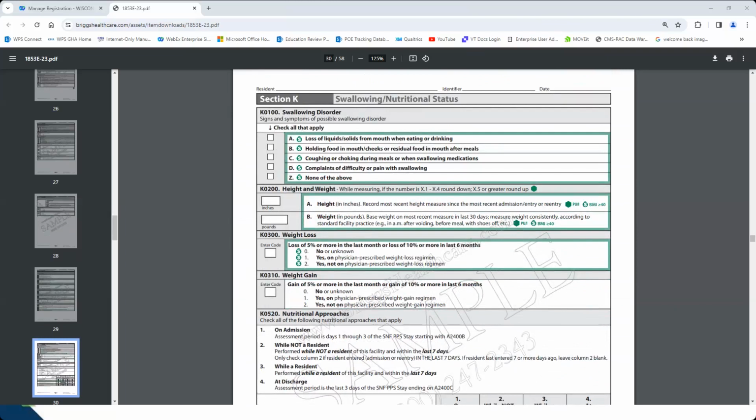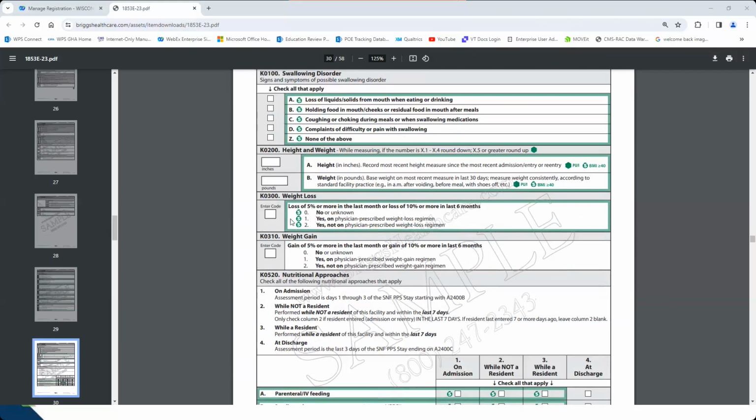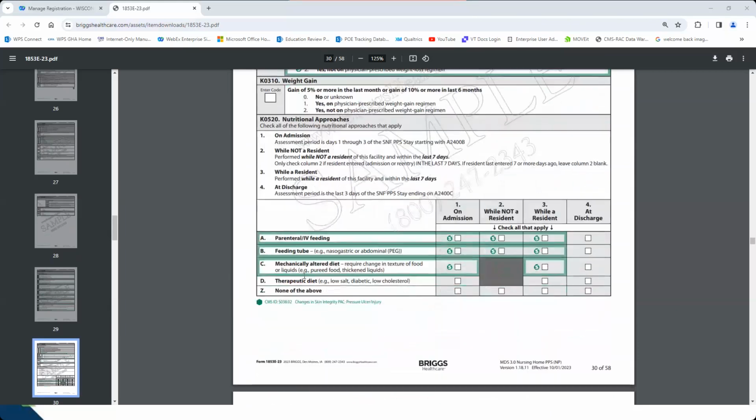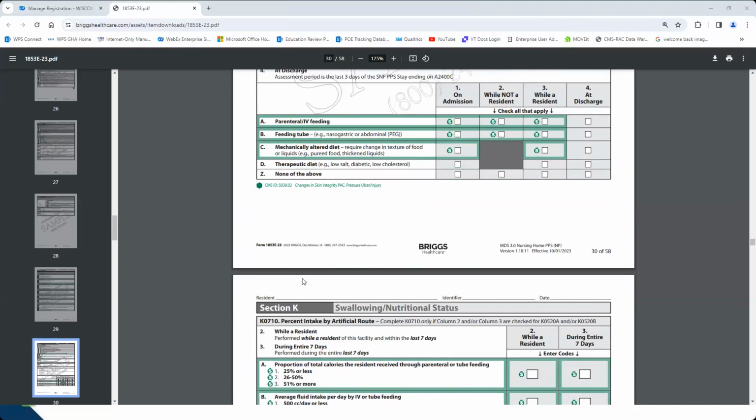All right, Section K is on swallowing and nutritional status. So some of the big drivers here are if the patient has any of the following, again noted in the 7-day look-back period: swallowing disorders, documented loss of solid foods from the mouth when they're eating, holding food in the mouth, etc. All of these are in K0100. Again, they need to be reflected in the documentation as well. Other indicators in this section include weight loss and the percentage of weight loss for this patient. As we scroll down, you can see big drivers also are parenteral or IV feeding, feeding tubes, mechanically altered diets, etc.